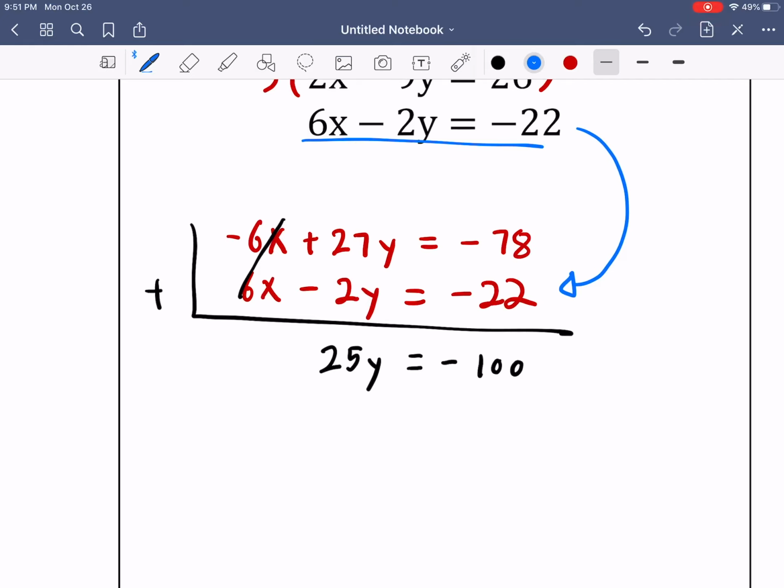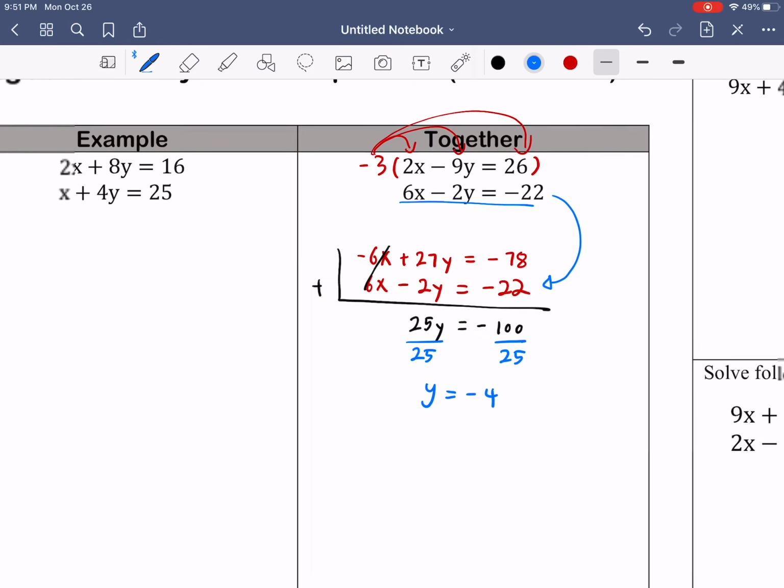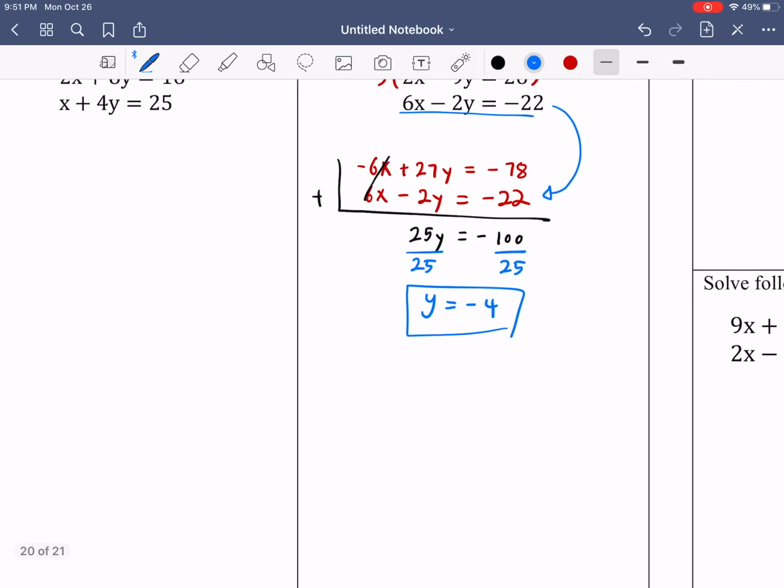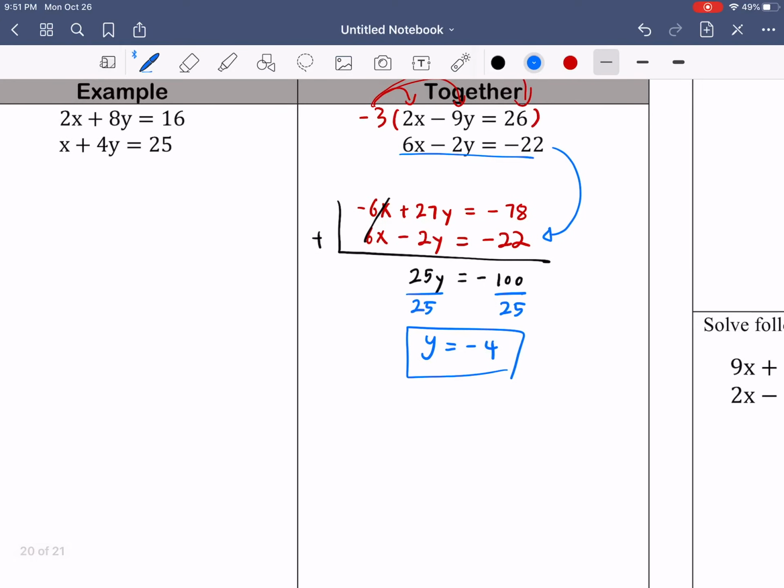Now, let's solve for y. So you are going to divide both sides by 25, which gives y equals negative 4. Right? So we got the y value now. Now we do not know what the x value is, so what we're going to do is choose one of these two equations and solve for x by plugging in this number. So which one should we choose? It does not matter which one you choose because you're going to get the same answer. Let's choose the second one, just because.